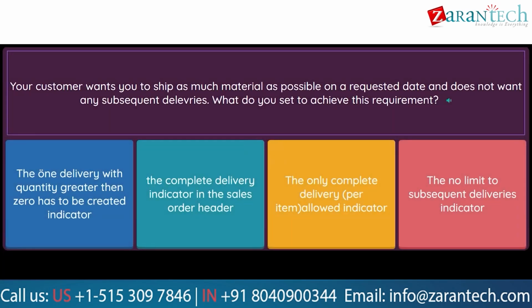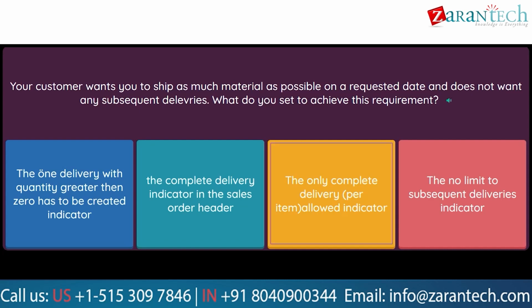Question: your customer wants you to ship as much material as possible on a requested date and does not want any subsequent deliveries. What do you set to achieve this requirement? Option 1 the one delivery with quantity greater than 0 has to be created indicator. Option 2 the complete delivery indicator in the sales order header. Option 3 the only complete delivery, per item, allowed indicator. Option 4 the no limit to subsequent deliveries indicator.